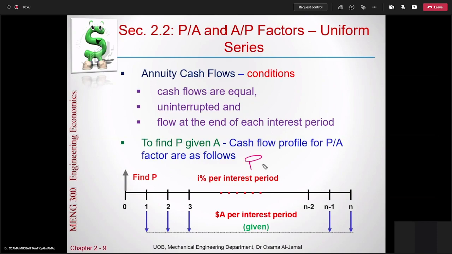Finding that P. Knowing what it says here, the annuity is given. So we know that annuity A, and we are going to do exactly the same for the factor now. How do we write the factor there? Can anyone suggest the P given A factor? P given A. Yes. Lubna, continue, or I don't know who talked.